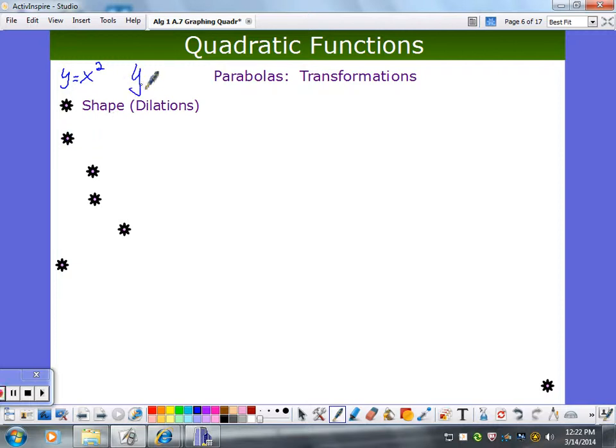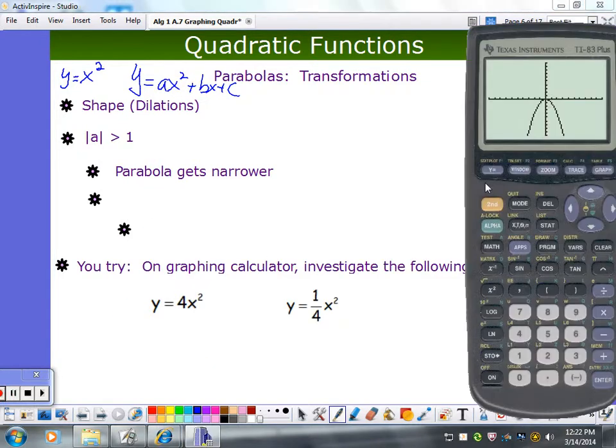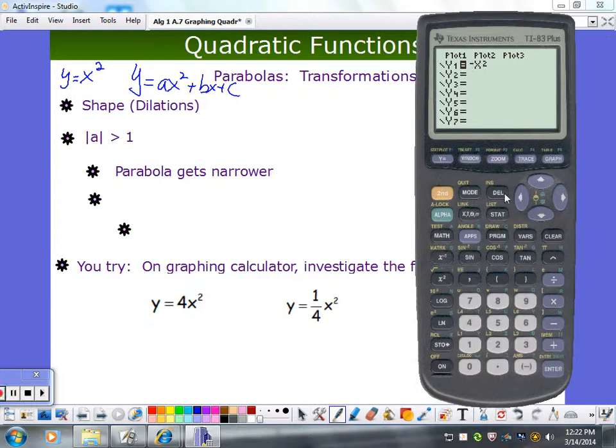So if you have y equals ax squared plus bx plus c, if this a, just looking at it as a positive number now, is bigger than 1, and I put the absolute value in, so even if that's a negative, but if the number itself is bigger than 1, what happens is you get a very narrow parabola. I'm going to look at some shapes here. So I'm going to go back in my y equals, and I'm going to just graph the parent function, which is y equals x squared. And then I'm going to put y equals 4x squared in.